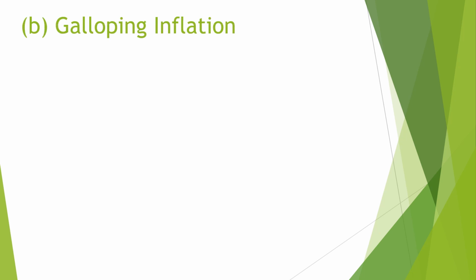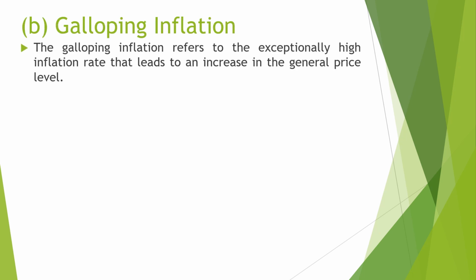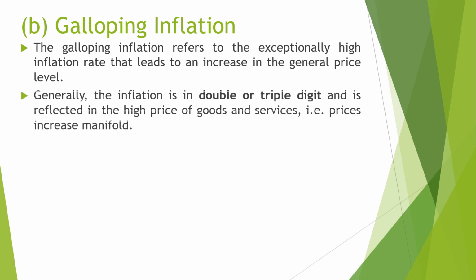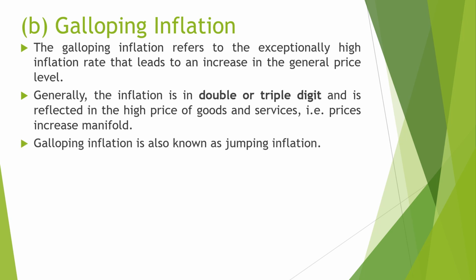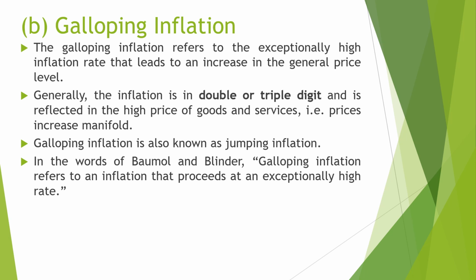Second one is galloping inflation. What happens in galloping inflation? The galloping inflation refers to the exceptionally high rate of inflation that leads to an increase in general price level. That means a double digit or triple digit inflation per annum is called galloping inflation. Okay, galloping inflation is also known as jumping inflation. Why? Because the prices jump at a very fast rate.